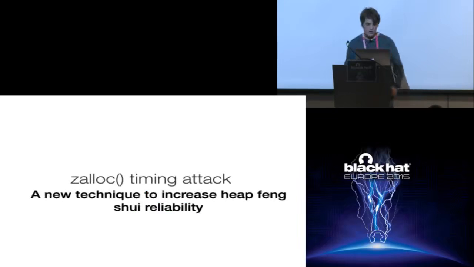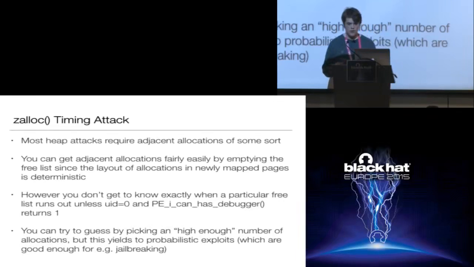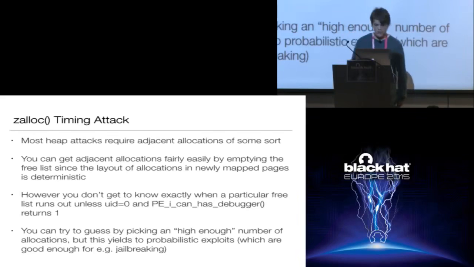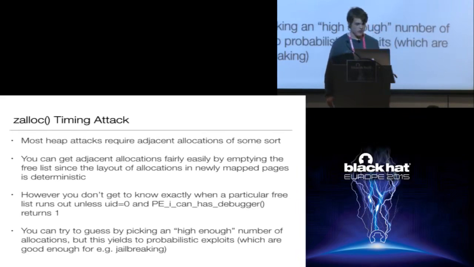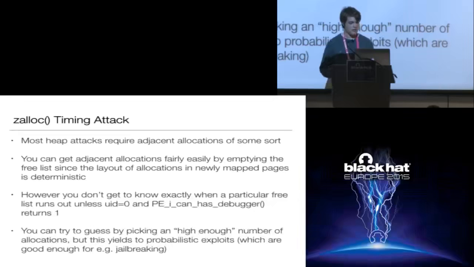Okay, this is something new because for this we have to use adjacent allocations. But creating adjacent allocations is not easy. Most heap attacks require them, but the best way right now is to try randomly. But trying randomly, you introduce essentially a probabilistic part of the exploit, because you can try to guess by picking a very high number of allocations to run out the free list and map in a new page, which is then deterministic. But if you don't get it right, you can run out of the page when you do your heap overflow, and that will crash the kernel.